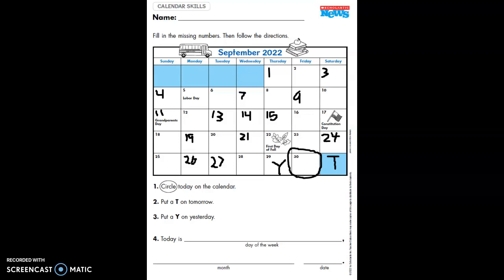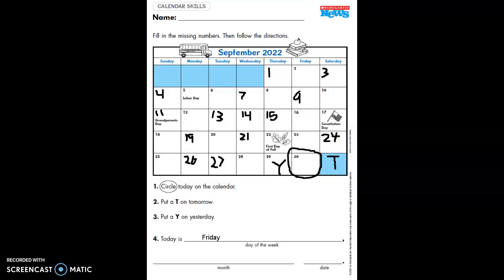Today is, and it says day of the week. The days of the week are Sunday, Monday, Tuesday, Wednesday, Thursday, Friday, Saturday. Today is what day of the week? Today is Friday.